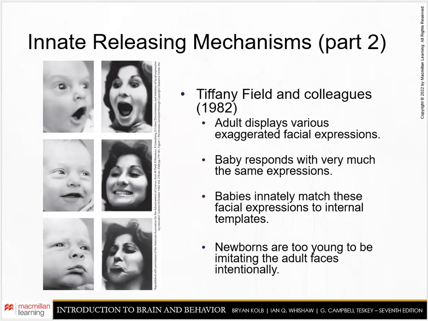More research was done on this by Tiffany Field and colleagues. They had adults display various exaggerated facial expressions, and the baby responded with very much the same expressions in many of these ways. So they were innately matching the facial expressions to these internal templates that they would have had. Now, the newborns at this point, we know that developmentally they're too young to be able to make these intentional mirroring behaviors with their facial expressions. They just don't have the conscious awareness to realize, oh, this woman right here, she's smiling at me, so I'm going to smile in response. And the smile is, I bring my lips to the side of my face and put the corners up a little bit. The baby isn't thinking through all of those things. It is just simply mirroring the facial expressions that are shown to them.